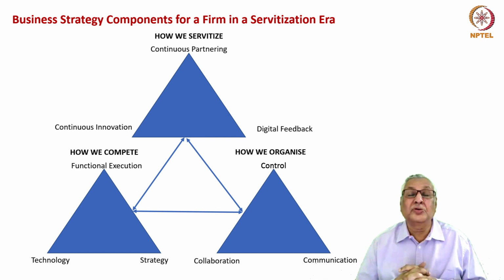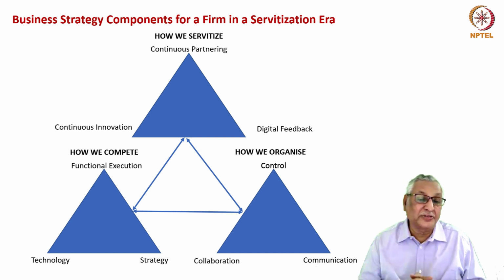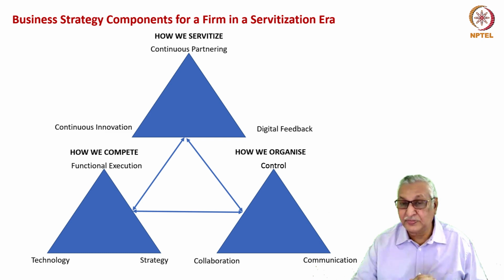So to be able to cope in the servitization area with enough proactivity and with enough competence, we need all these triangles operating the way they should be operating: the how we compete triangle, the how we organize triangle, and the how we servitize triangle. And these triangles are always in conversation with each other, making sure that the business strategy and the business execution occur flawlessly.